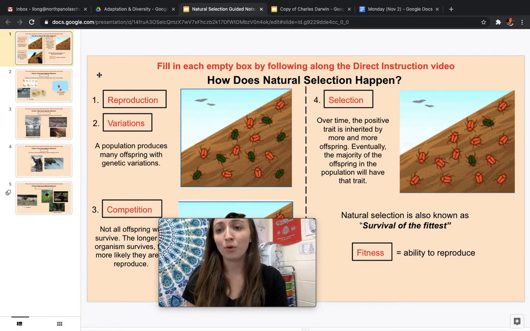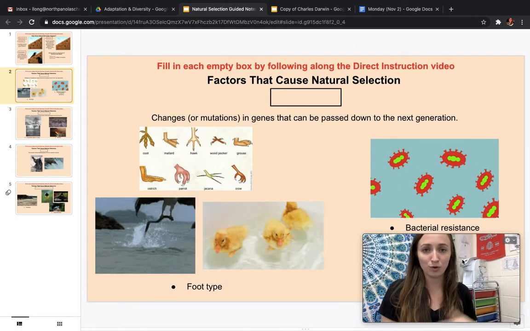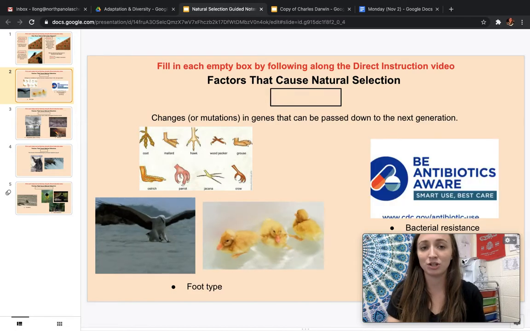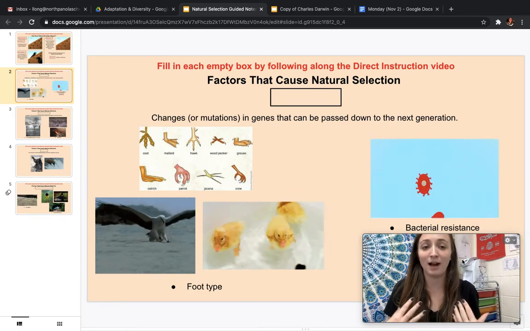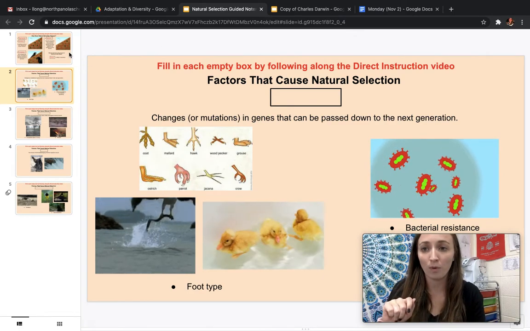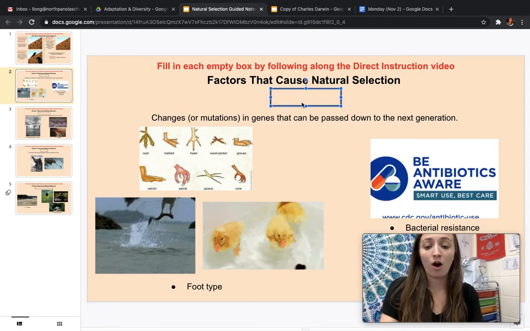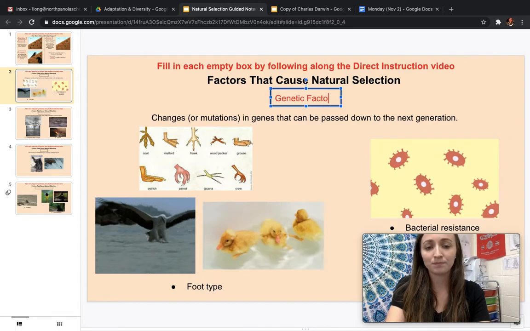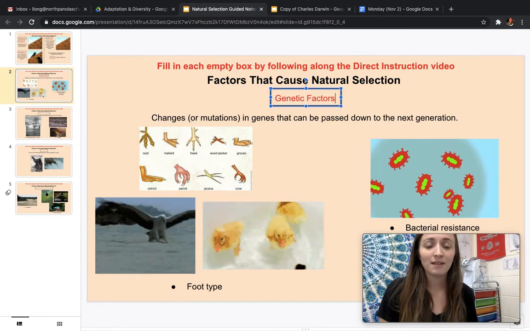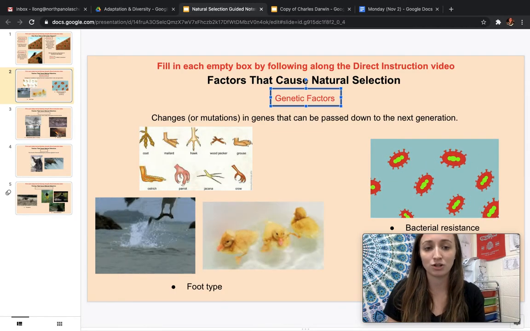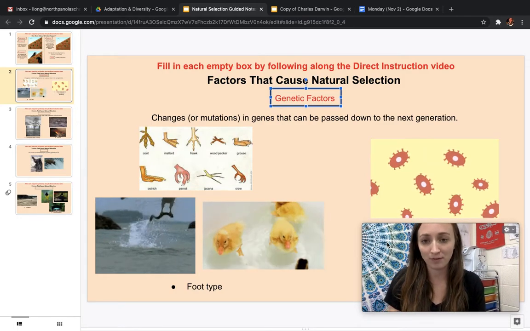Okay, so for the rest of these slides, we are just going to talk about different factors that contribute or cause natural selection to happen. So what are certain things that are going to happen in an environment to cause this whole process to go down? So first, there are genetic factors. These are changes or mutations in your genes that can be passed down to the next generation. So these are things that are going to be inherited by the offspring.